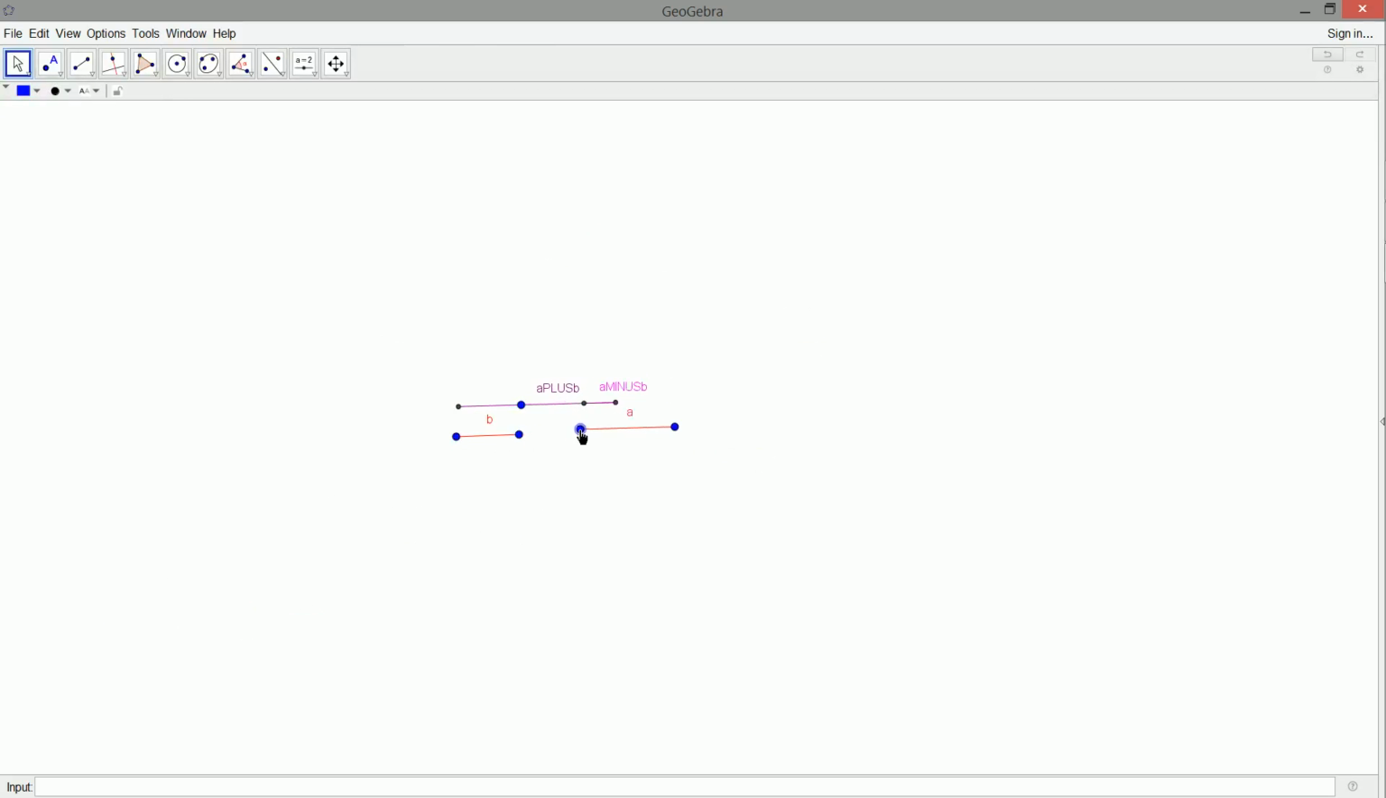Okay? So that shows you that a plus b and a minus b can indeed be constructed. So there, if b is bigger, the whole thing flips around because the construction was a little limited. But that does it. So in the next video, we're going to do a times b and a divided by b, and then there'll be a third video where we show that you can construct roots. And that's really it for constructible numbers.